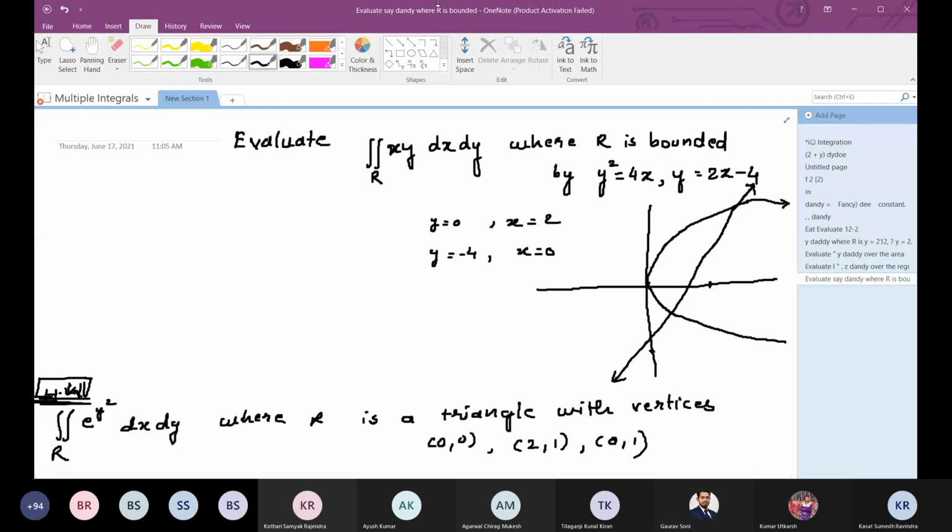Now, the points of intersection you will have to derive separately. To find the points of intersection, put one equation in another. So y square is equal to 4x, which will be 2y plus 8. So y square minus 2y minus 8 equal to 0, not plus 8.